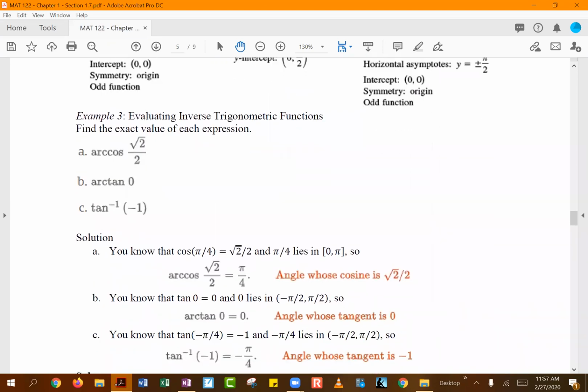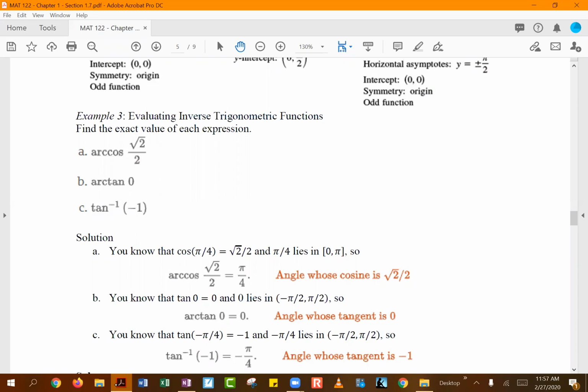They're asking us to find the exact value of arccosine of square root of 2 over 2. So square root of 2 over 2, you should remember, comes from that 45-degree triangle, right? So at cosine of what angle do we get square root of 2 over 2, which is right at 45 degrees. So that would be your pi over 4. So arccosine of square root of 2 over 2 has to be pi over 4.